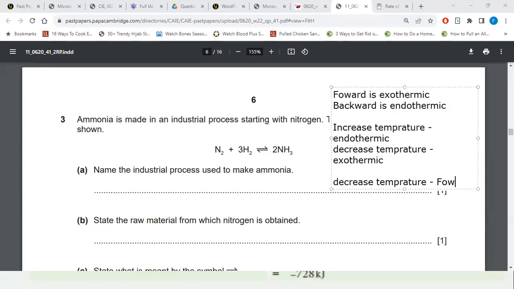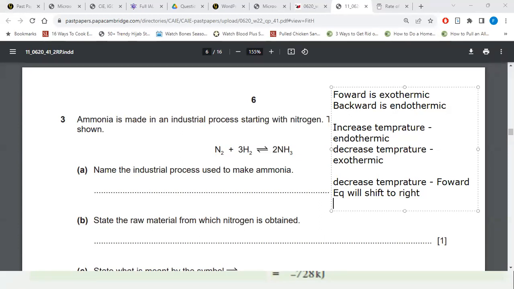Yes, correct. You are right because the forward reaction is the exothermic one. So it will go forward. Now that it is going to go forward, that means forward is the right side, which means our equilibrium is going to shift to the right. So when it shifts to the right, does that mean more product or less product?